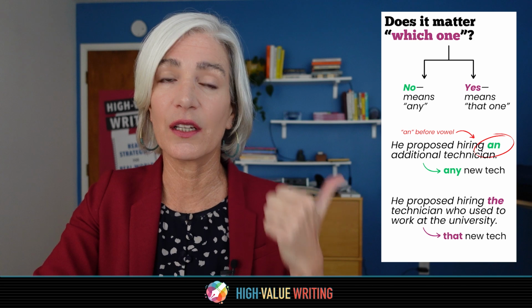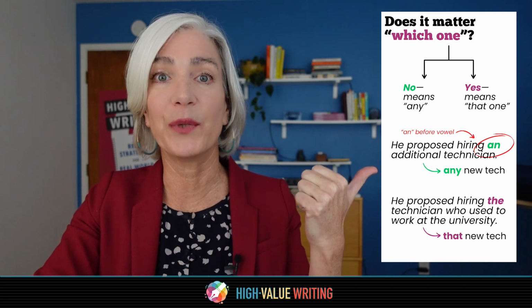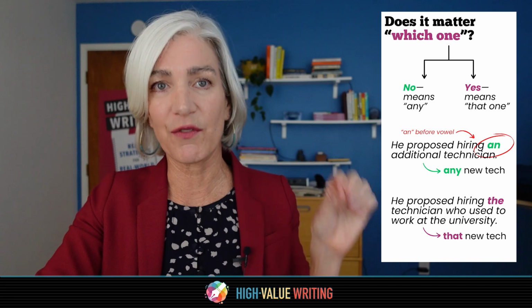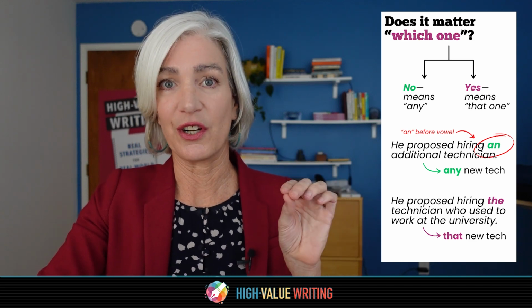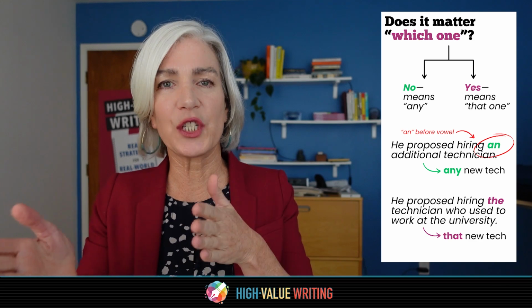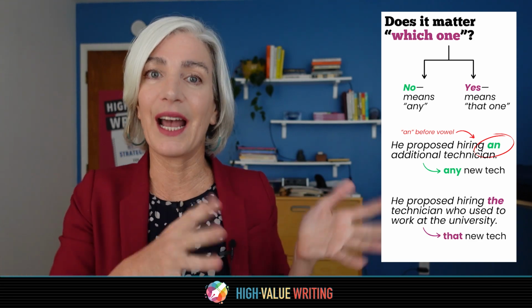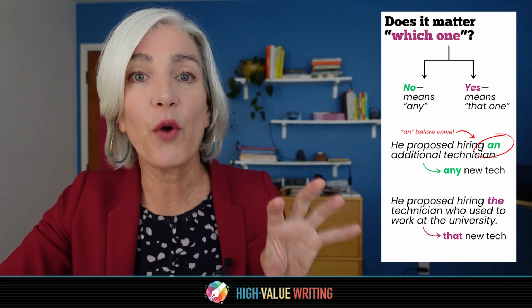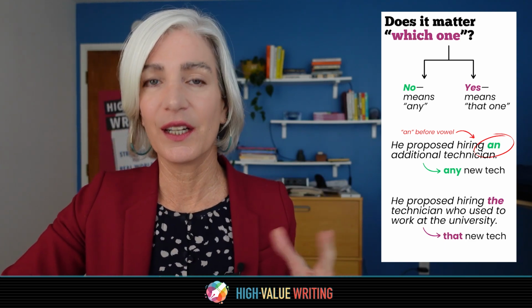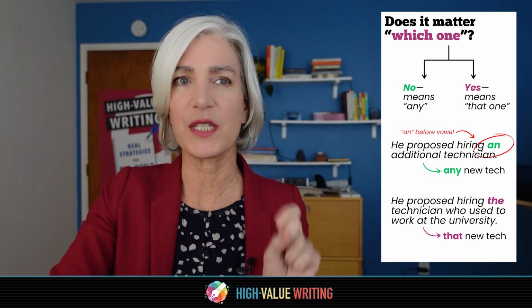Okay, tangent, quick side note, you probably noticed the an right there. Why are we doing that? Because we have a vowel coming up, additional. And I bet you mostly know how to do this where you switch from a before a consonant to an before a vowel. Both of those, though, representing that any will do, not that specific one.